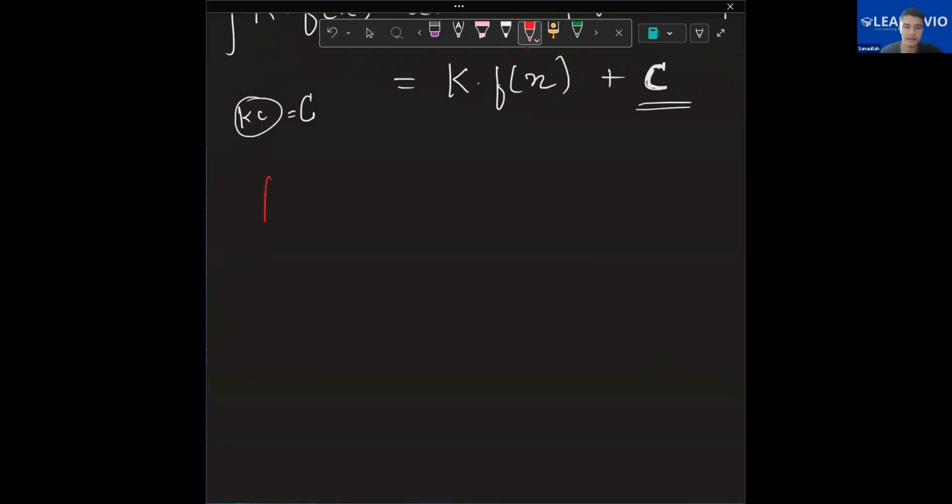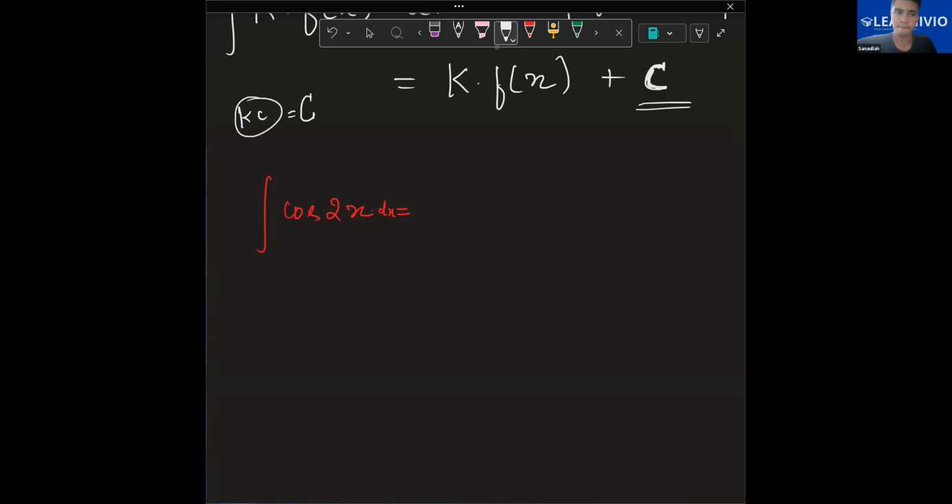The first question is you have to integrate cos of 2x, the integration of cos of 2x with respect to dx. Look at this integral.